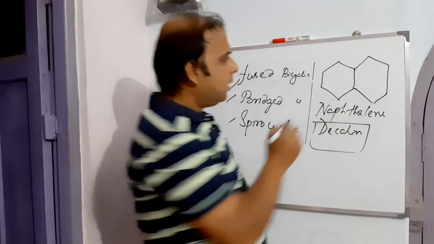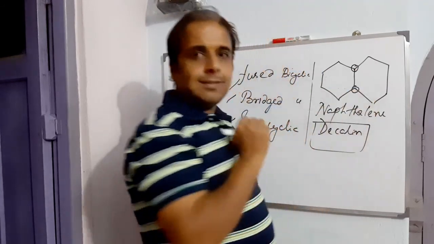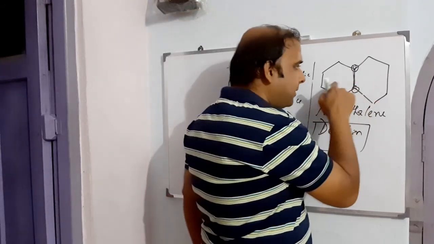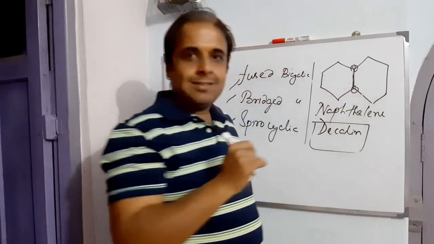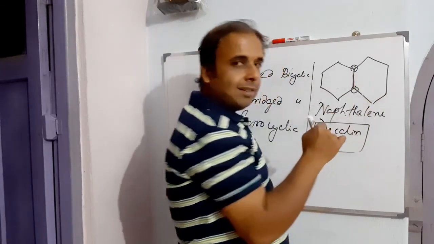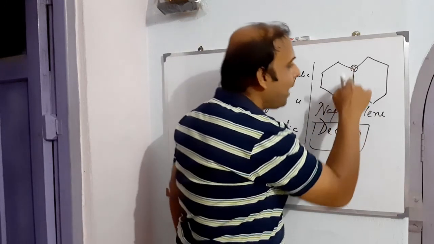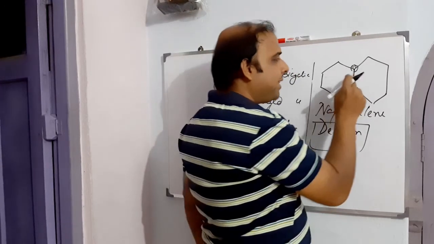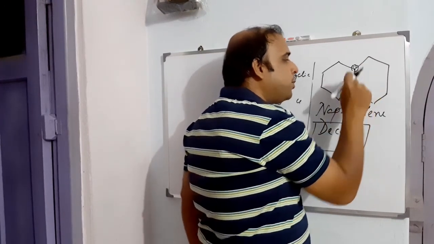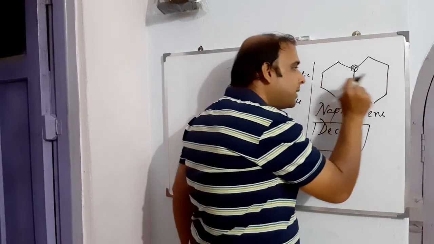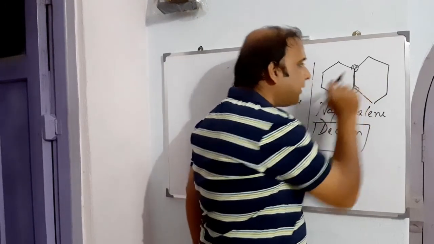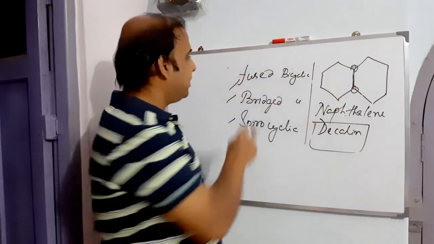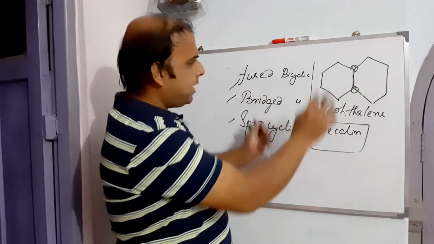So here, two carbons are adjacent to each other. That means the two cycles share a common bond, a bond made up of these two carbons, which are common to both cycles and are placed adjacently. So this is the criterion of a fused bicyclic. This is all about fused bicyclic.